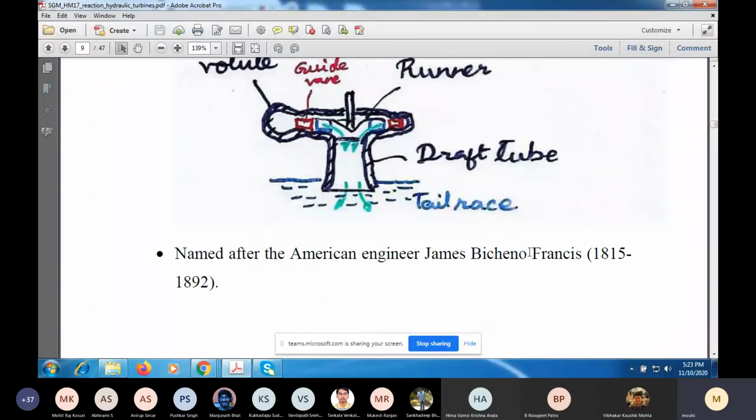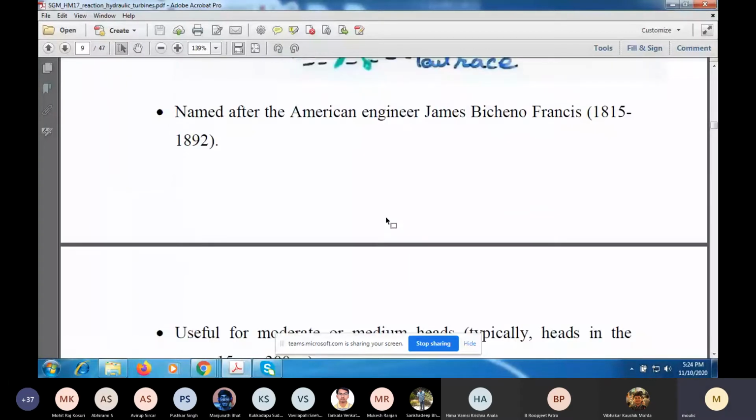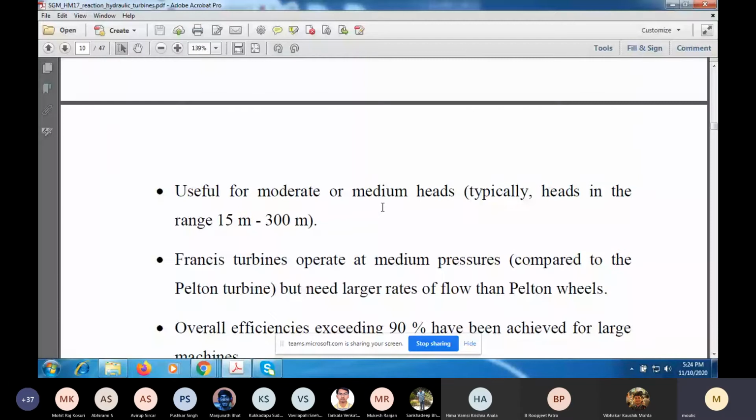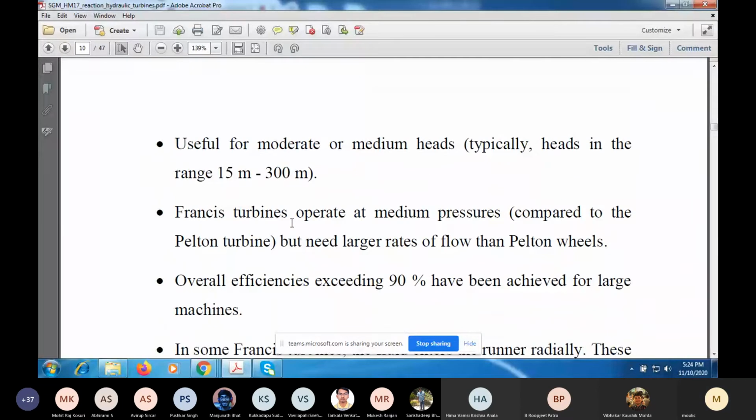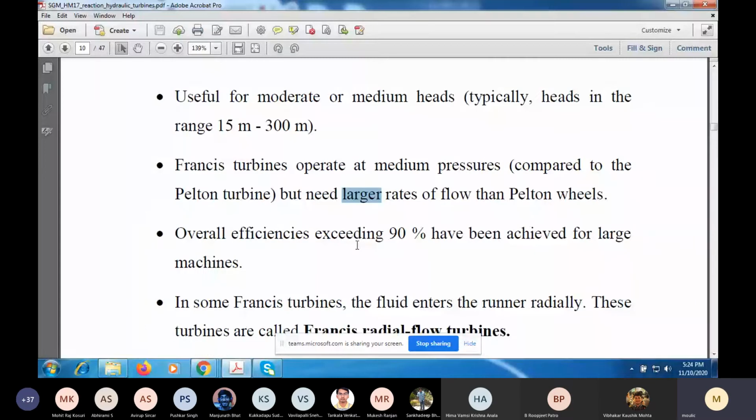So this is named after Francis, an American engineer, and is useful for moderate or medium heads in the range 15 meters to 300 meters. This is the available head. So the pressures are medium pressures compared to the Pelton turbine, but the flow rates are going to be higher. And overall efficiencies for larger machines usually exceed 90%.